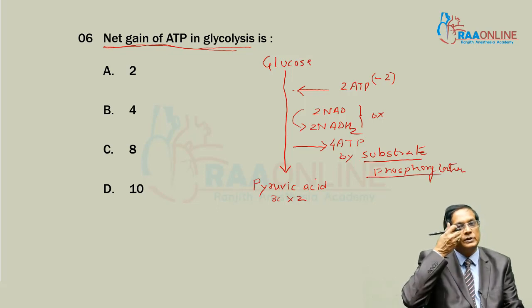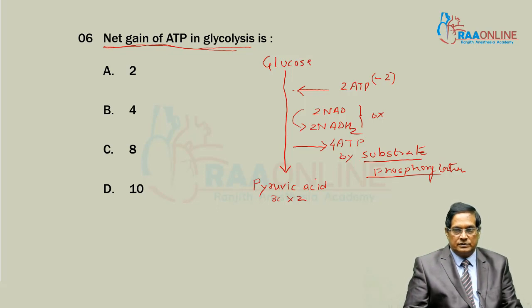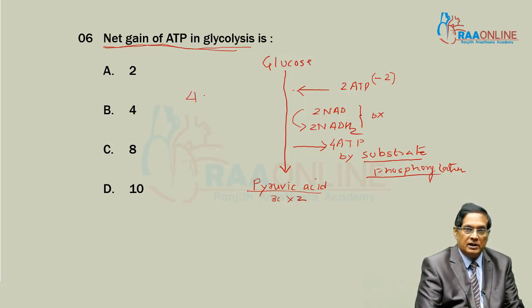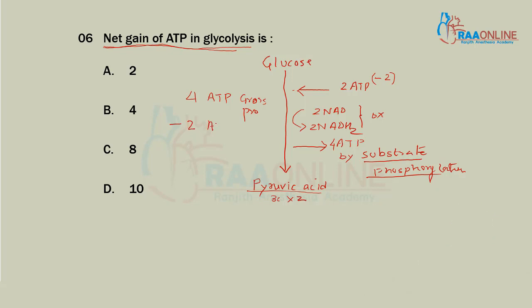Then pyruvic acid is produced. So, if we ignore the condition, 4 ATP is the gross production of ATP in glycolysis, but 2 ATPs are consumed in the beginning. Hence, the net gain of ATP is 2. You must refer to the glycolysis diagram, then it is possible.